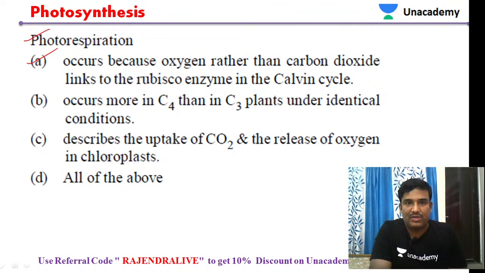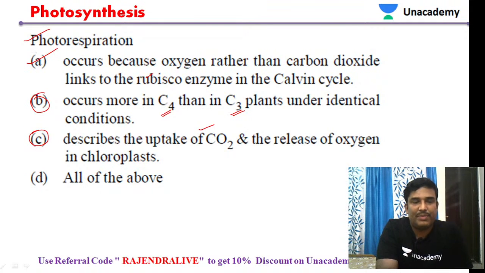Then, photorespiration occurs more in C4 than in C3. So it occurs more in C4 plants. That is a wrong statement. Photorespiration takes place more in C3 plants compared to C4 plants. Then statement C describes the uptake of carbon dioxide and release of oxygen. So this is also a wrong statement.